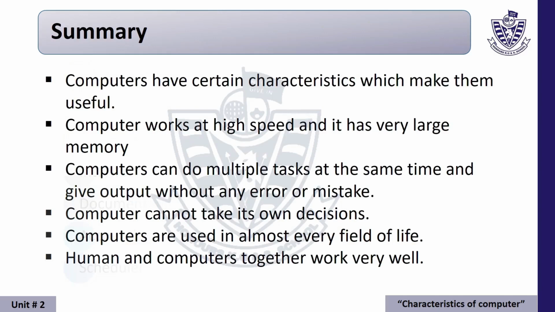Students, let's quickly recap the lesson that we have learned. Computers have certain characteristics which make them useful. Computer works at high speed and it has very large memory. Computers can do multiple tasks at the same time and give output without any error or mistake. Computer cannot take its own decisions. Computers are used in almost every field of life, and humans and computers together work very well.